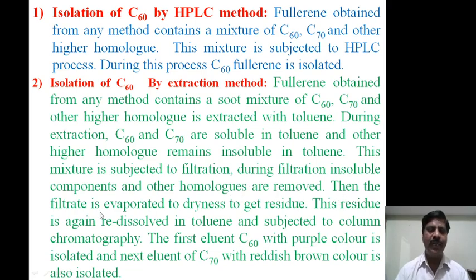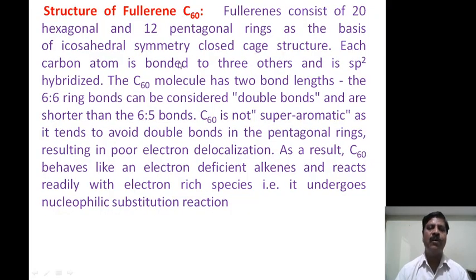Then the filtrate is evaporated to dryness to get residue. This residue is again redissolved in toluene and subjected to column chromatography. The first eluent, C60 with purple color, is isolated, and the next eluent, C70 with reddish brown color, is also isolated. Now, structure of fullerene C60.